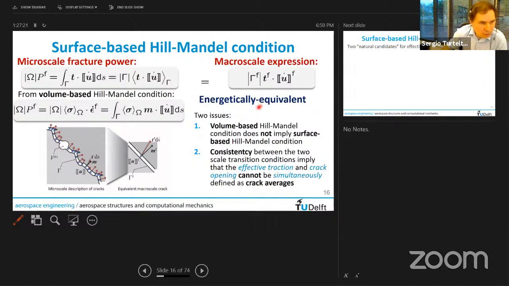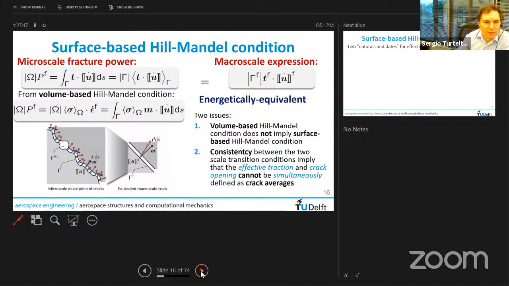The approximate one is, so the room that we have is that we can play with the definition of what is the effective traction. So we may not know exactly what the effective traction is, and we may not know what the effective crack opening is. This one we have as input. So this one we know. This one is what we can define.